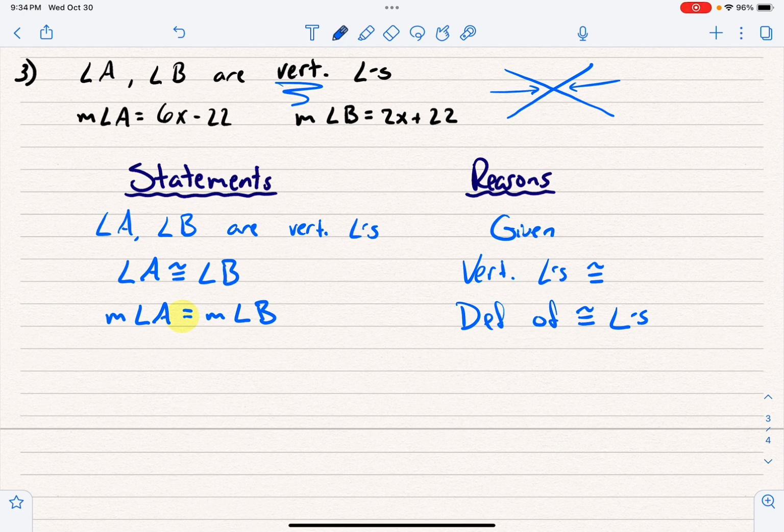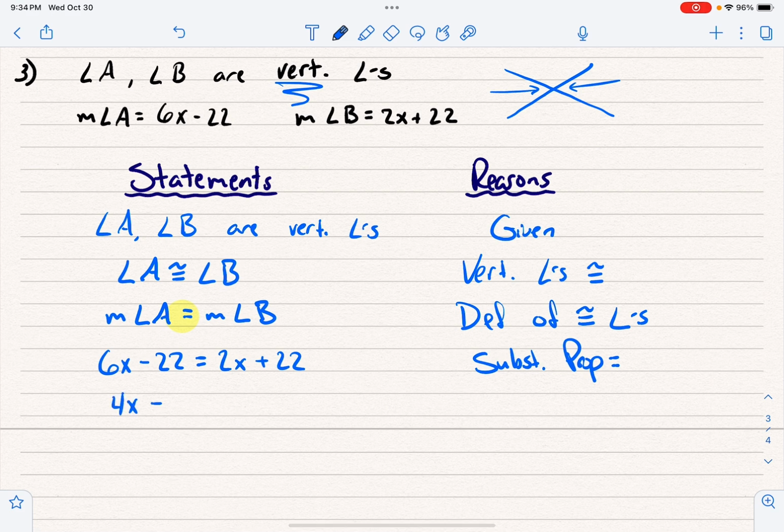All right, and then at this point, the geometry is all done, and we can say 6x minus 22 is equal to 2x plus 22, and that is just the substitution property of equality. We're going to go ahead and subtract 2x from both sides, which gives me 4x minus 22 is equal to 22, and that is the subtraction property of equality.